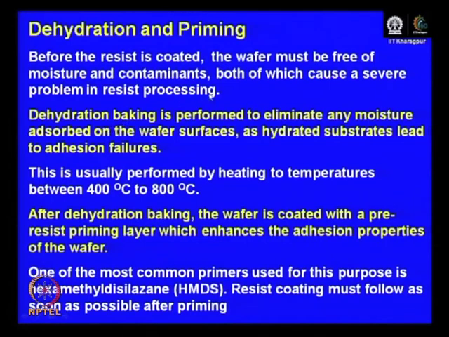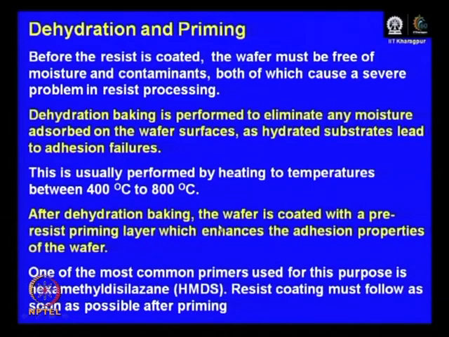So, dehydration baking is dehydration. You can imagine it is a high temperature processing, where you place your wafer at a high temperature, so that any moisture or any organic material present preferentially evaporates away. So, dehydration baking is performed to eliminate any moisture adsorbed on the wafer surface, as a hydrated surface leads to adhesion failure. That means, as we just mentioned, that if moisture is present on the wafer surface or on the barrier surface, it severely affects the adhesion. Dehydration is usually performed by heating to temperatures between 400 degrees centigrade to 800 degrees centigrade. Typically some standard oven or furnaces are used for this purpose.